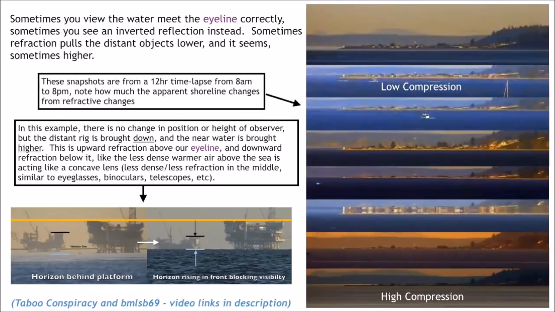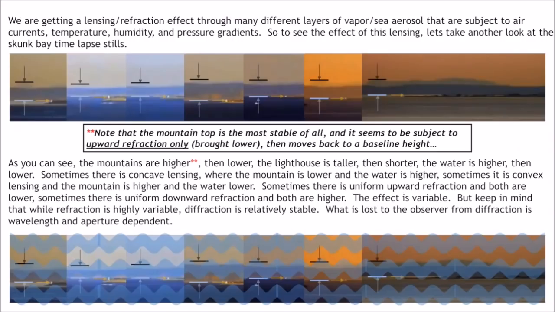Like the less dense, warmer air above the sea is acting like a concave lens of sorts. Less dense or less refraction in the middle, similar to eyeglasses or binoculars or telescopes, things like that. So we are getting a lensing or refraction effect through many different layers of vapor or sea aerosol that are subject to air currents, temperature, humidity, and pressure gradients.